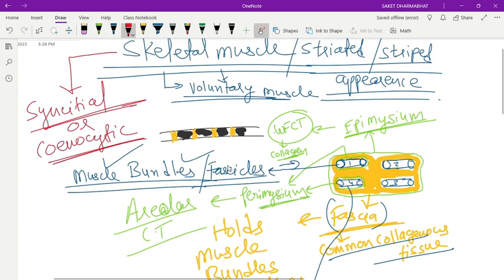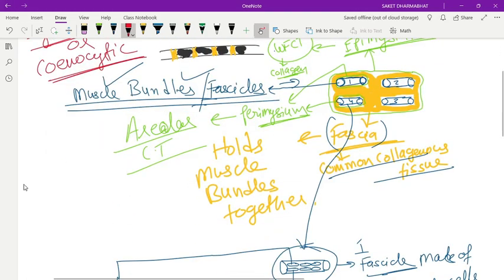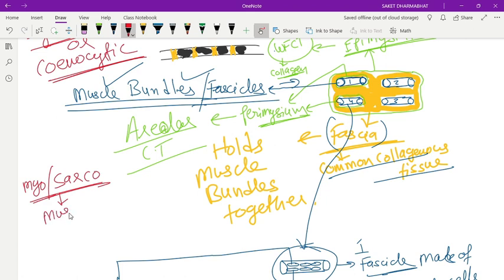Wherever you see the word myo or sarco, both of these words are related to muscle.